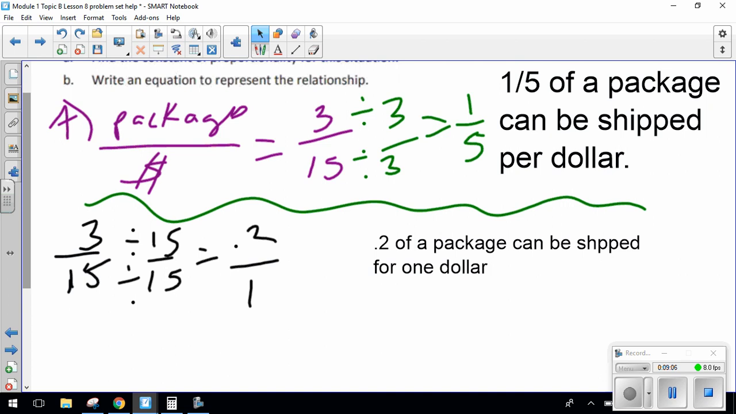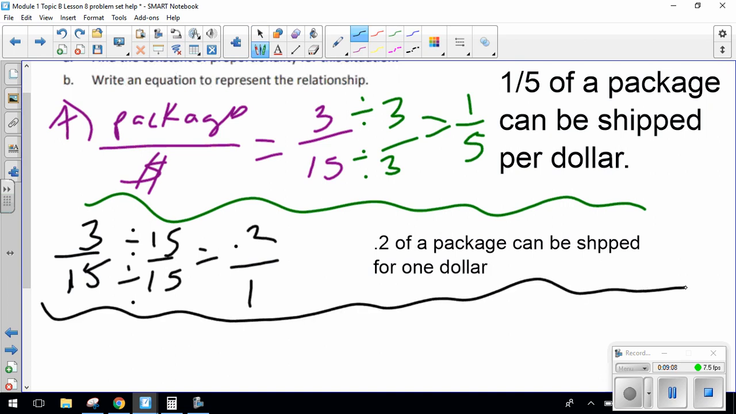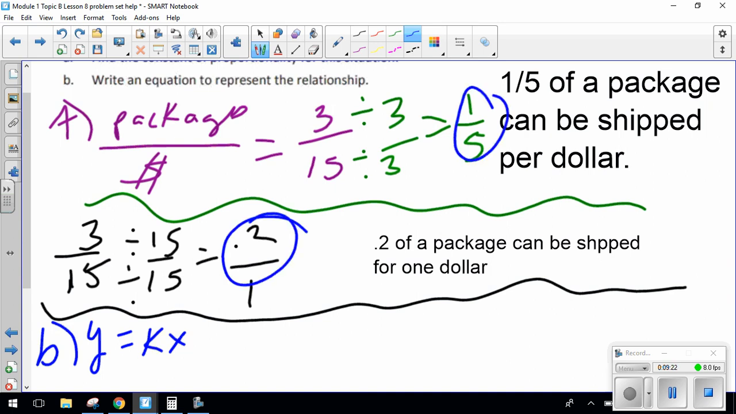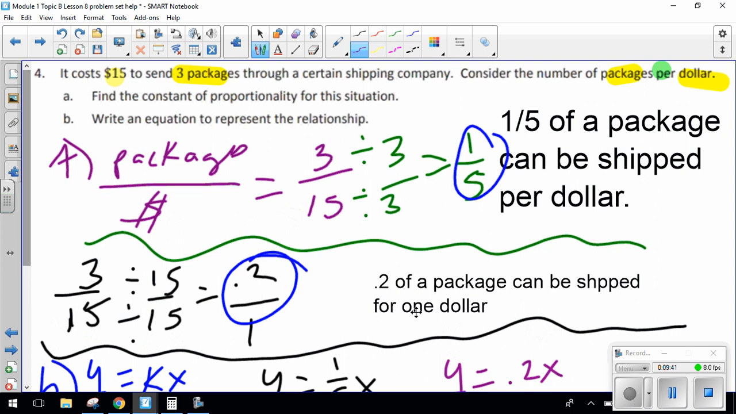Okay, so let's take a look at part B. Part B will also have 2 variations. So in B, it's asking us to write the equation. So let's use y is equal to kx. Remember, k is our constant of proportionality, which is either 1/5 or 2/10. So one solution could be y is equal to 1/5 x. The other solution can be y is equal to 2/10 x. All right, there is number 4. Let's move on to number 5.